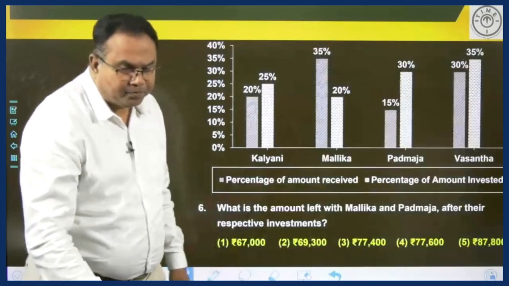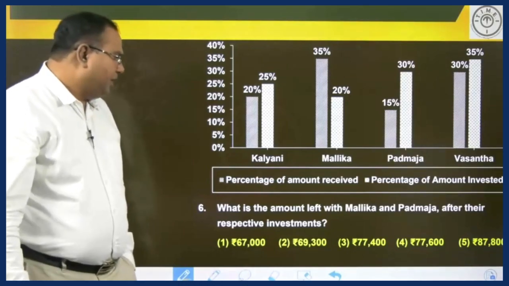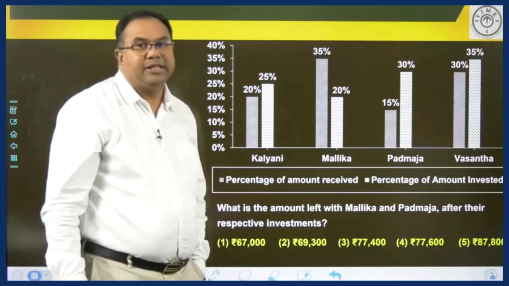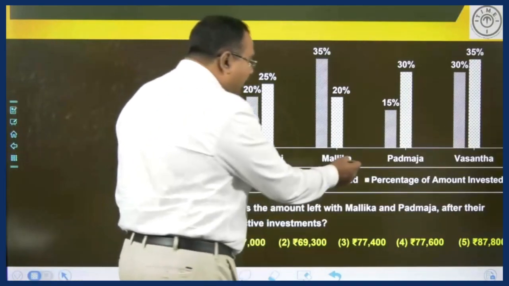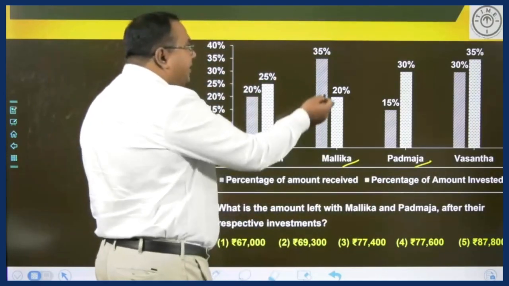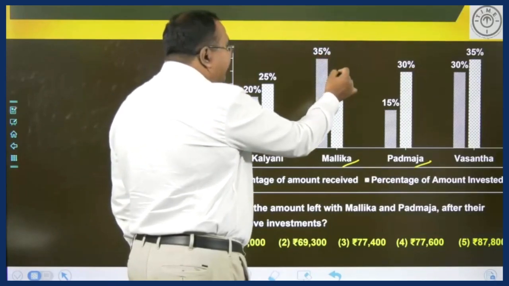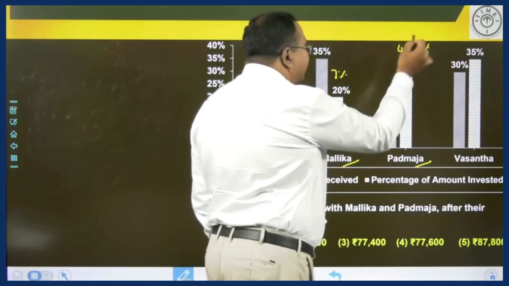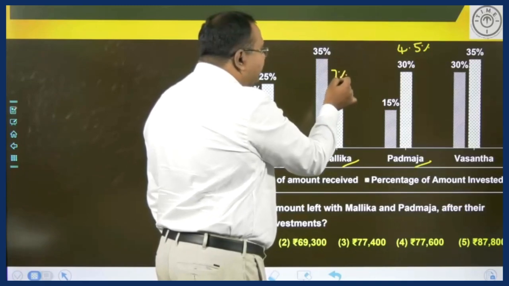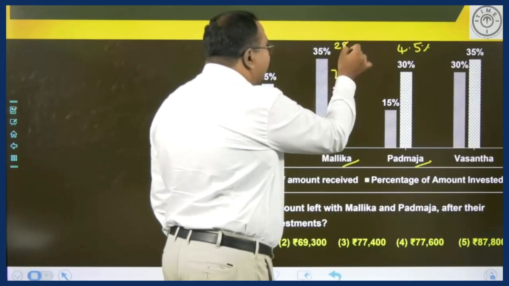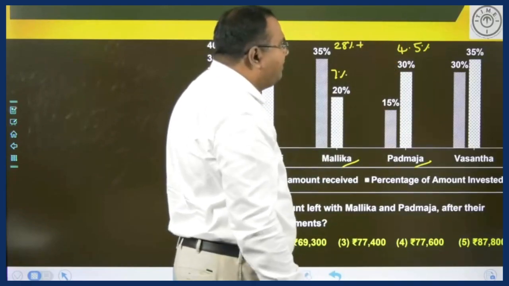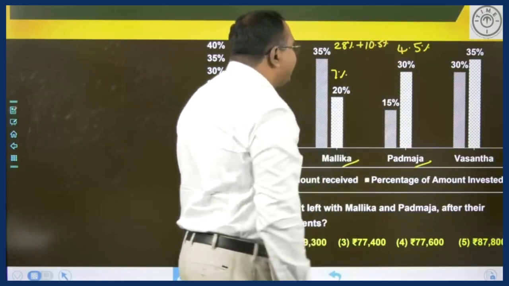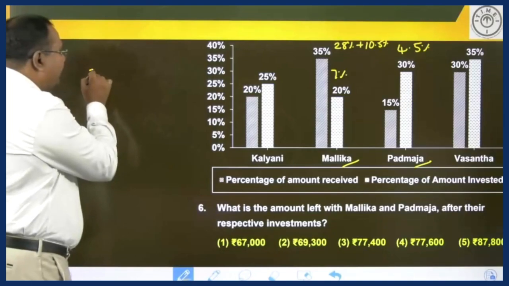Let us start now. Question number 6. What is the amount left with Mallika and Padmaja after their respective investments? See here. How much are they investing? 20% is 7%. 30% of this is 4.5%. Obviously, how much is left now? Out of 35, she has invested 7%. So, how much is left now? 28%. Plus, how much is left with this? 15%, she has invested 4.5. So, how much is left? 10.5. So, both of them together are left with 38.5%.